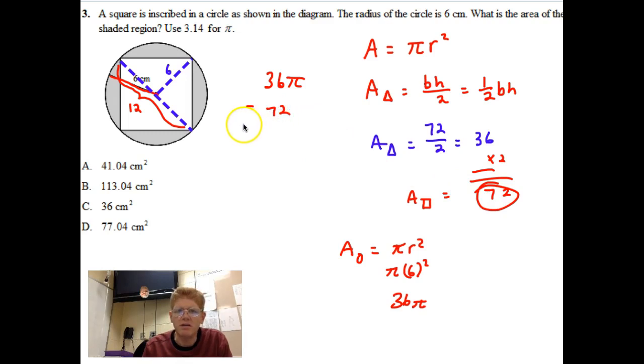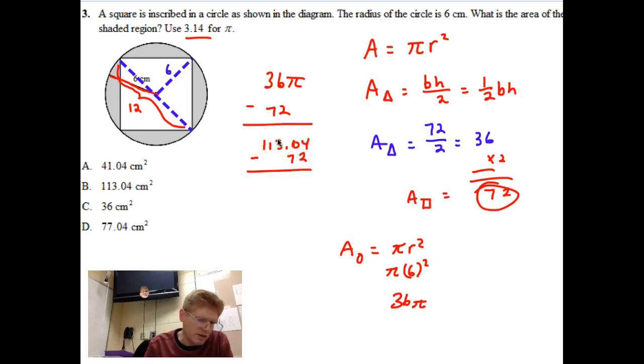36 pi minus 72. And we were told that the value of pi that we're going to use is 3.14, right up there. So 36 times 3.14 is 113.04, and then we'll subtract 72 from that, right? And when we type that into our calculator, we get 41.04.